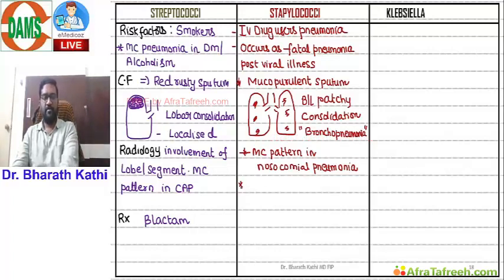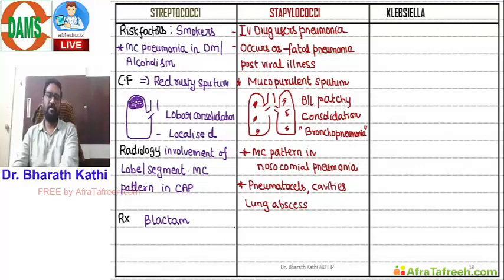So when I discuss staph, I should tell you the other radiological features. Staph pneumonia can cause pneumatocysts. It can cause cavities. It can cause lung abscess. There can be pneumatocyst formation, there can be cavity formation, and there can be lung abscess formation.